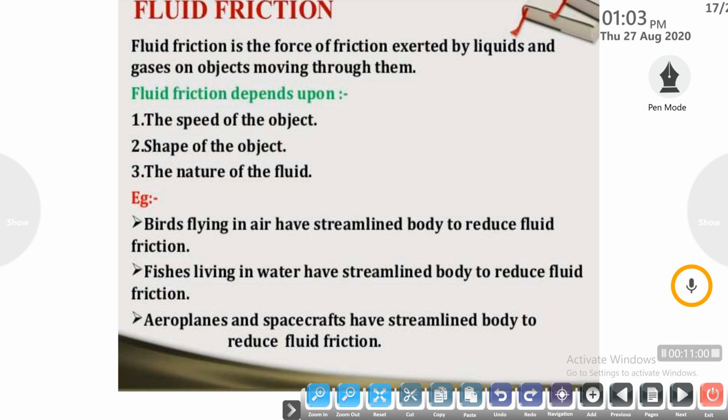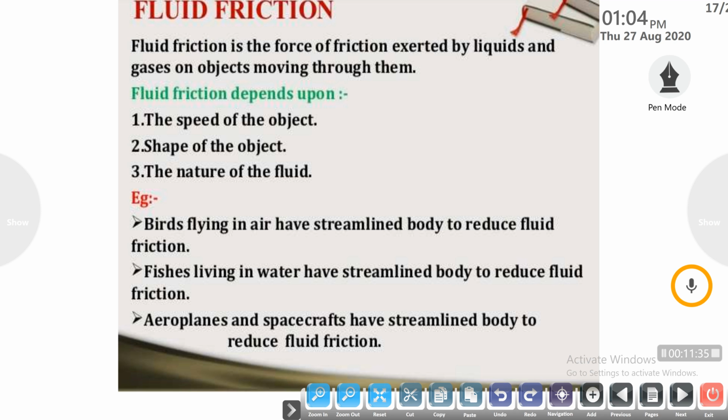Fluid friction basically depends upon the speed of an object, that is, whether the object is moving fast or slowly. Second is the shape of an object. If the shape of an object is pointed or streamlined, the force of friction will reduce. But if the shape of an object is wide, then the friction will increase. The third is the nature of the fluid. If the fluid is more viscous, then definitely the friction will increase, and if the liquid or gas is less viscous or less dense, then the friction will decrease.